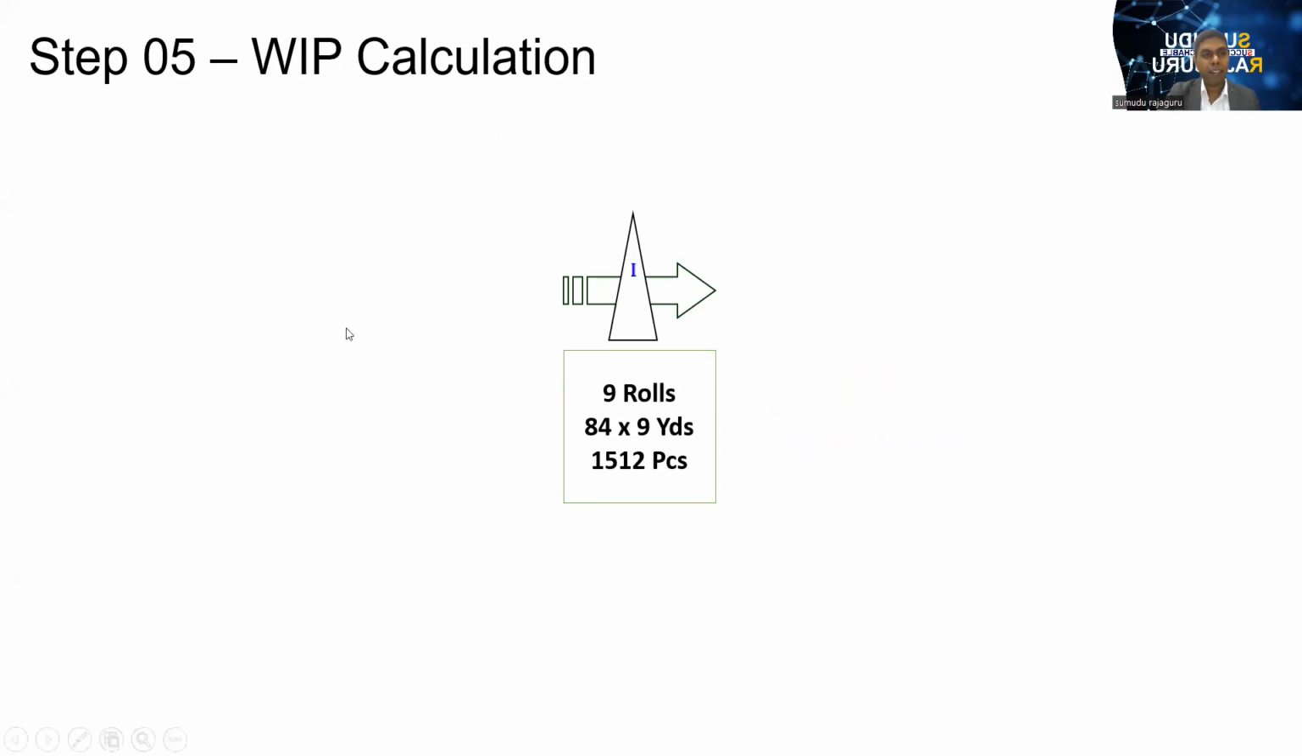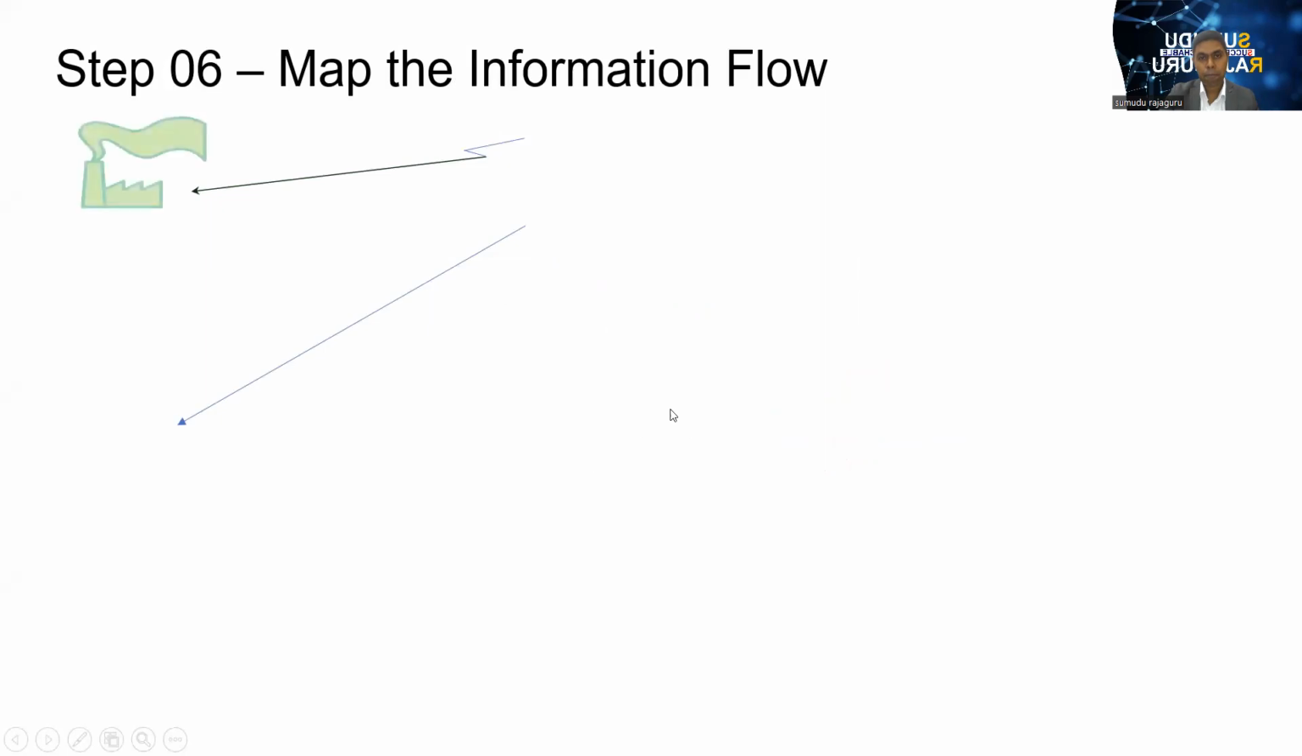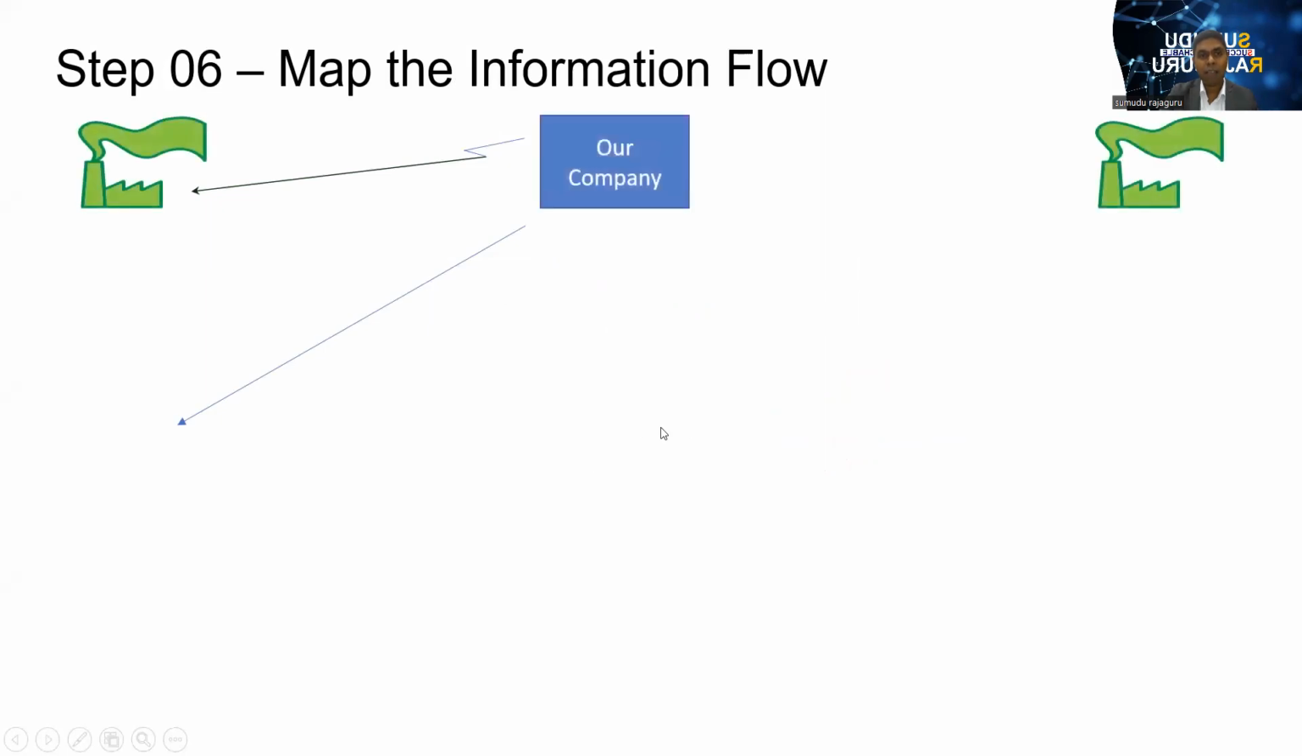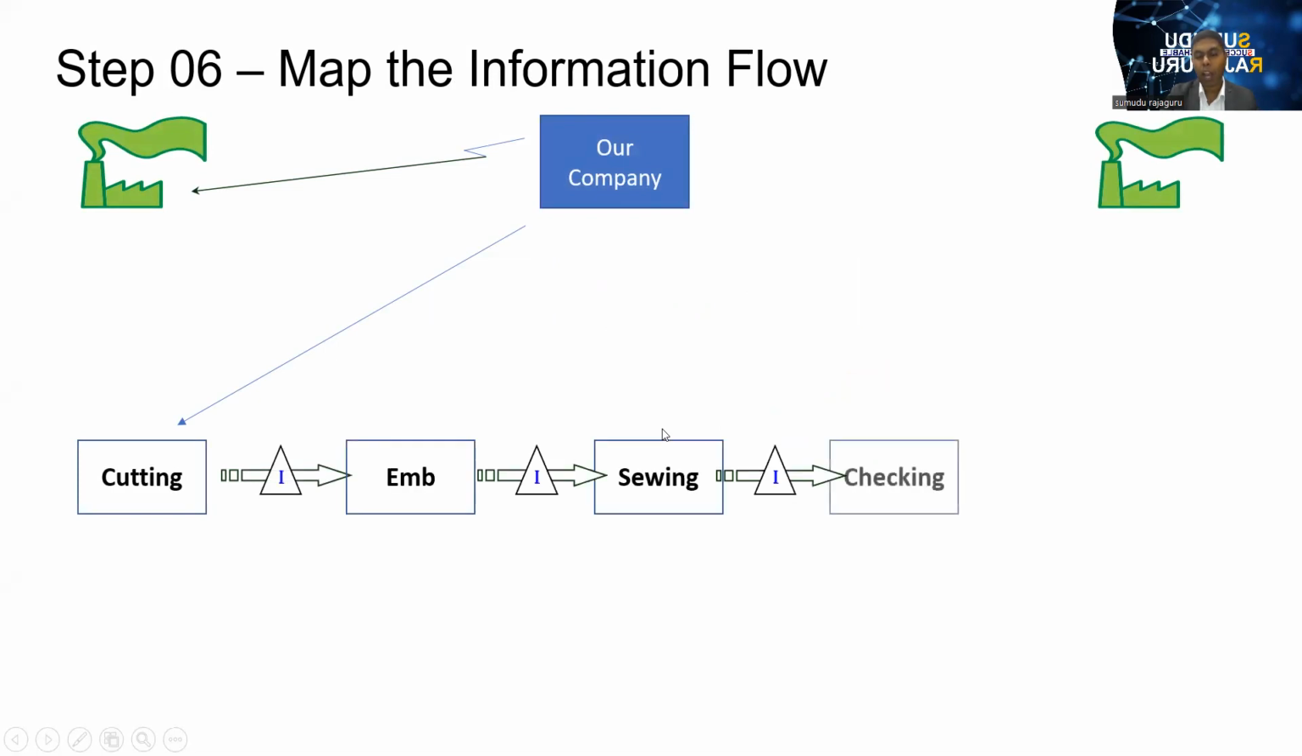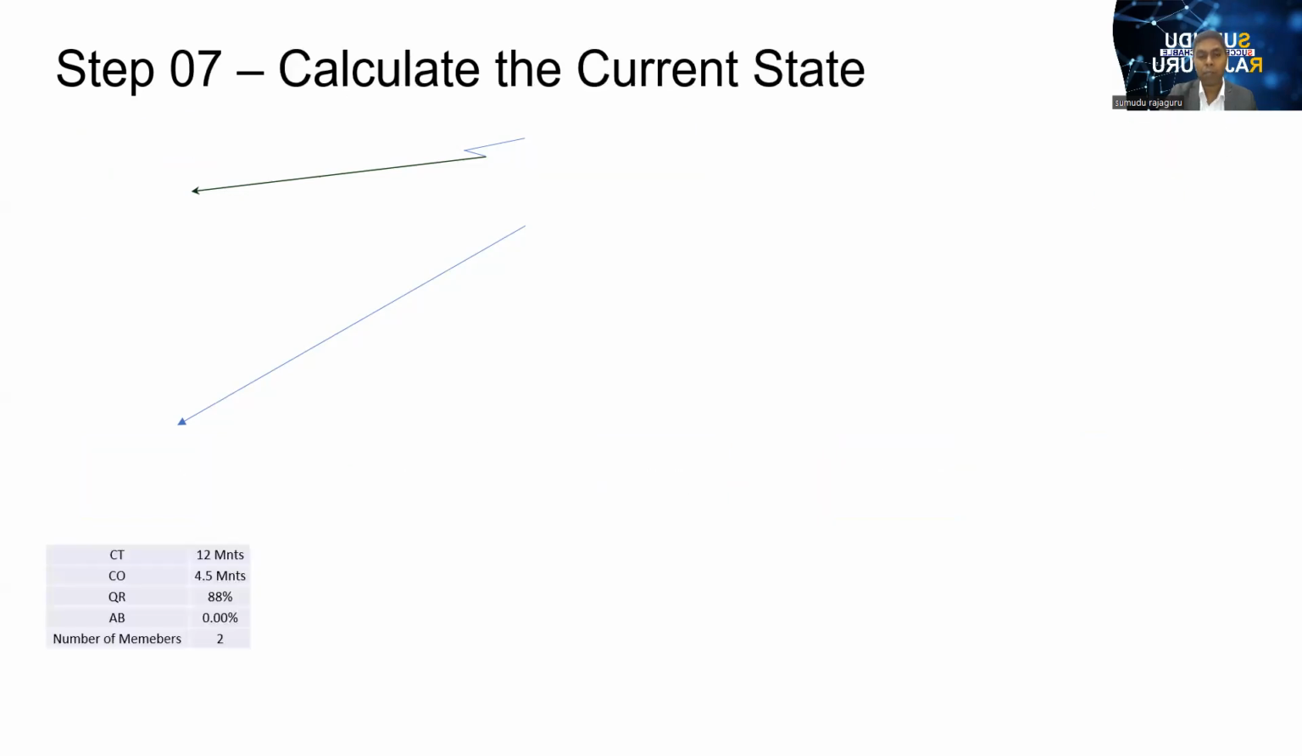Then step number 6. What is step number 6? Map the information. Now you have to think about how information goes from the customer to the factory, to the customer, then from the factory to each department. Is there manual information? Is there automatic information? Based on that, you have to map the information.